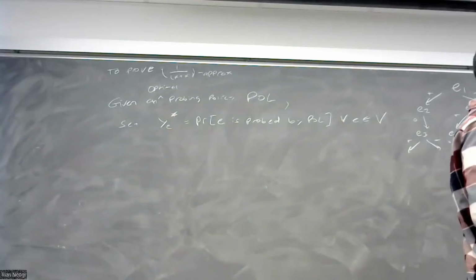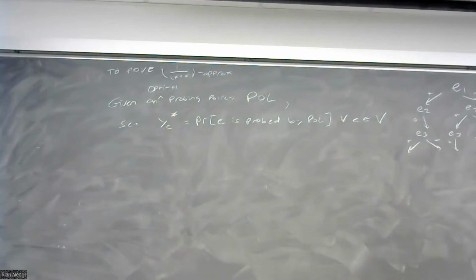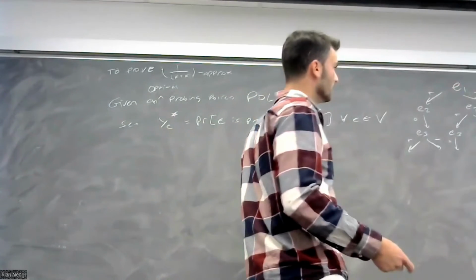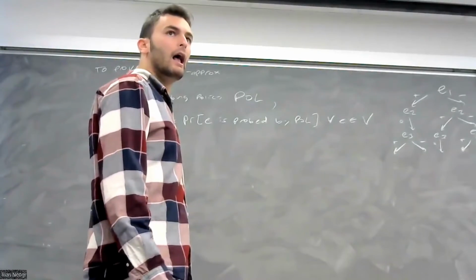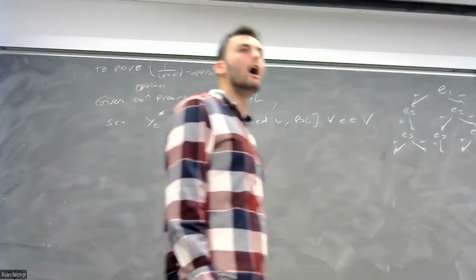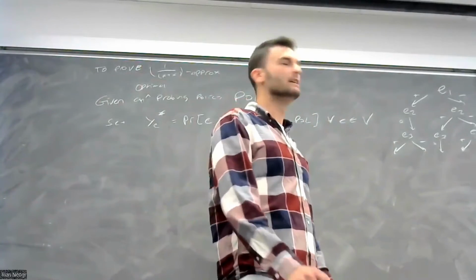Why does it satisfy this? If we take any subset and we sum all of the probabilities, why is this at most the rank with respect to the outer constraints? You can only probe if it could be in the outer independent set. Yeah, that's exactly the idea.